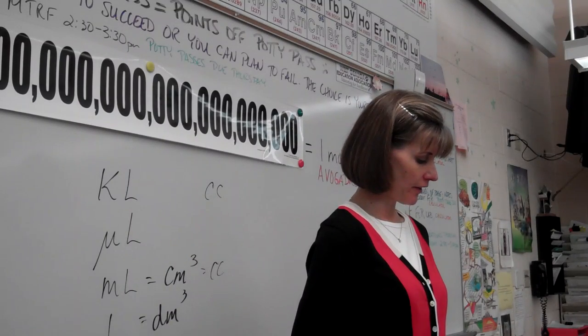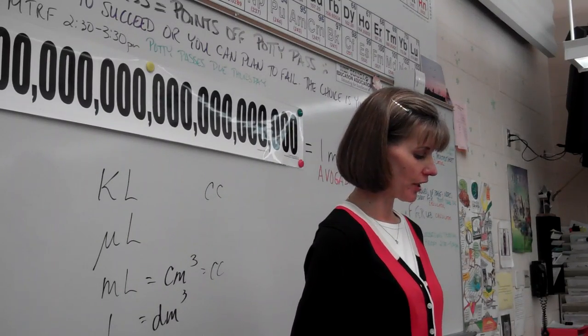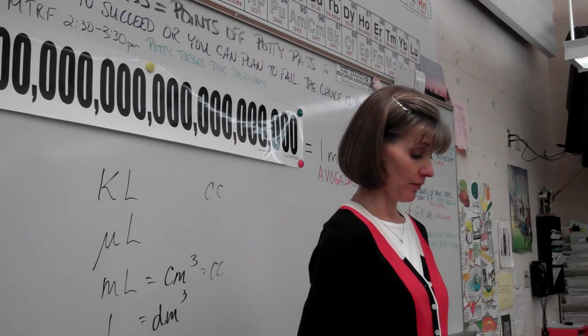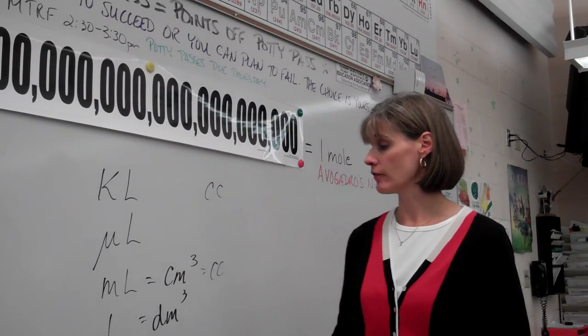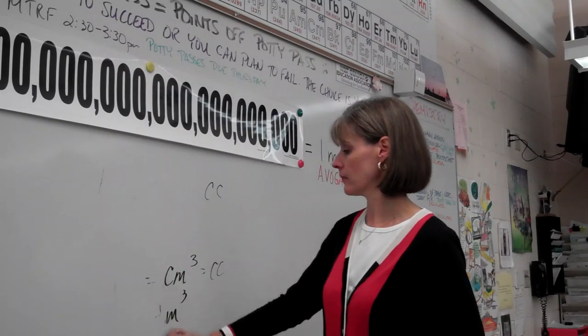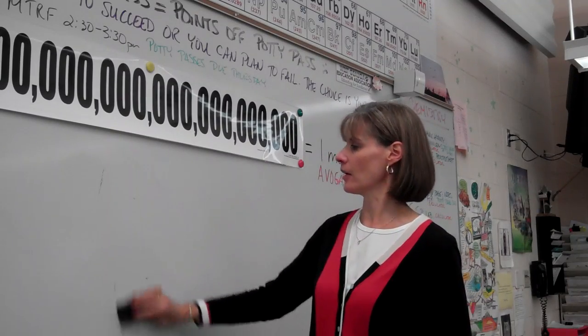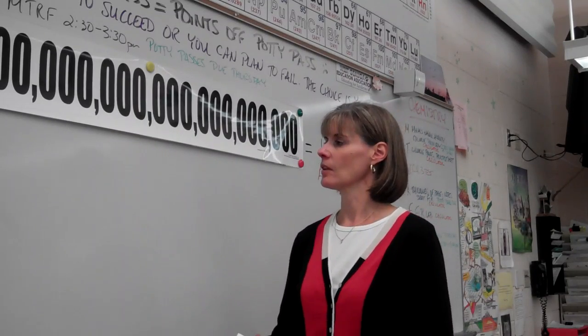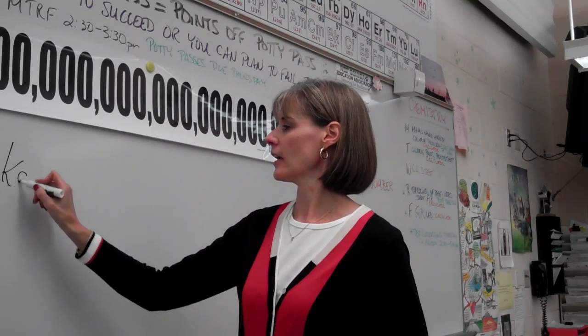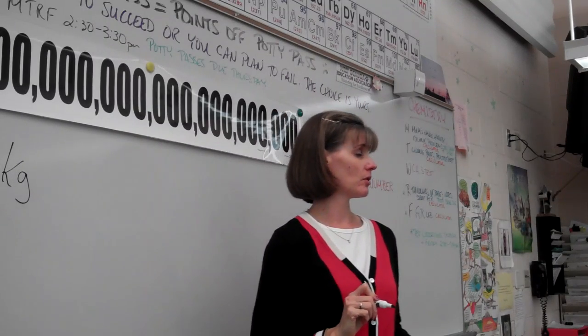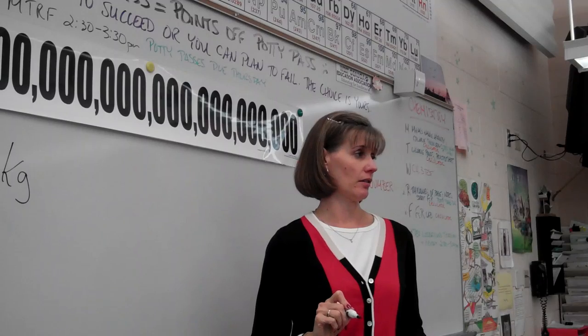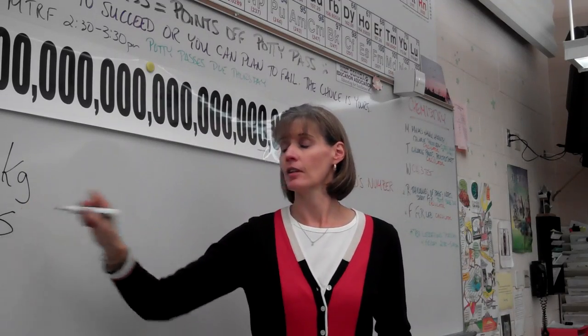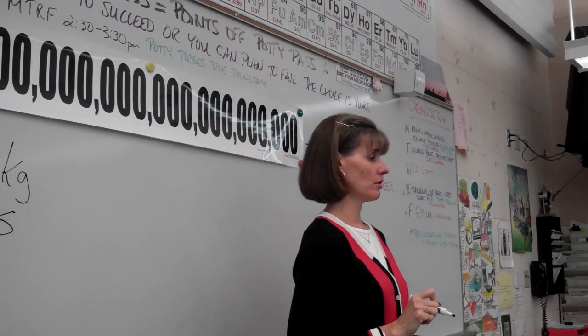Alrighty. 15, the abbreviations for each of the SI base units. So you told me that the unit for mass is what? Kilogram, and how do we abbreviate that? kg. And the unit for time is? And how do we abbreviate that? s. And the unit for temperature is?